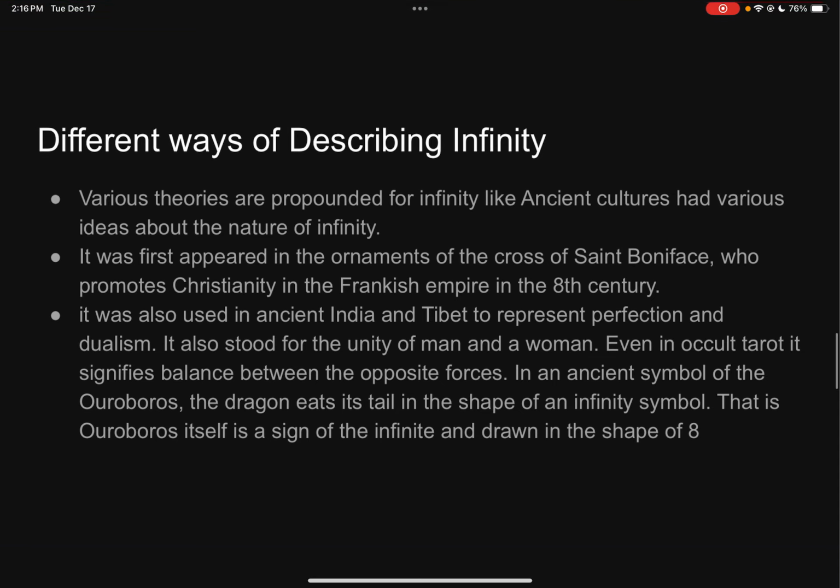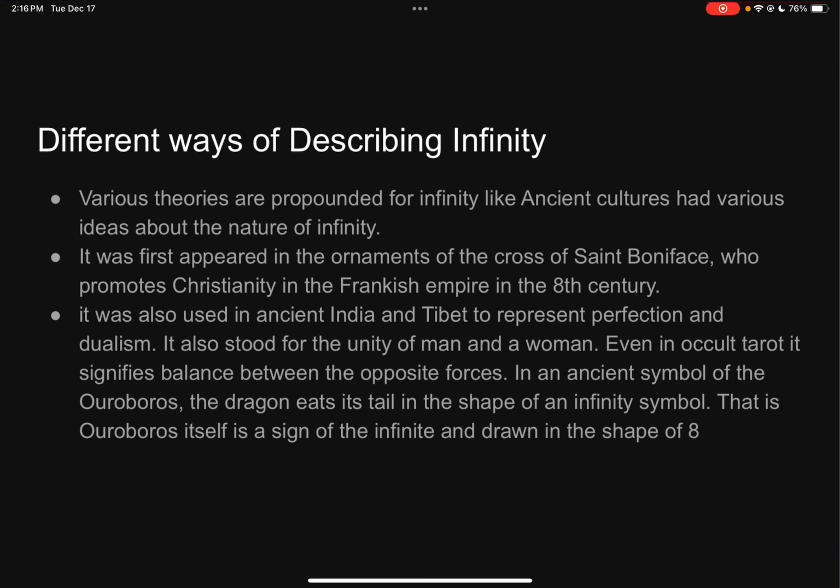Not only is infinity used in mathematics, but it was also used in various different cultures going back in ancient times and centuries. Various theories are propounded for infinity, as ancient cultures had various ideas about the nature of infinity. It first appeared in the ornaments of the cross of Saint Boniface, who promoted Christianity in the Frankish Empire in the 8th century, and was also used in ancient India and Tibet to represent perfection and dualism. It also stood for the unity of a man and a woman.